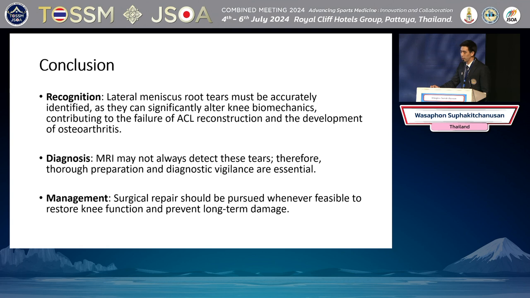MRI may not always detect this tear, so throughout the preparation and diagnosis, vigilance is essential. Whenever feasible, surgical repair should be pursued to restore the knee function and prevent long-term damage to the cartilage. Thank you for your attention.